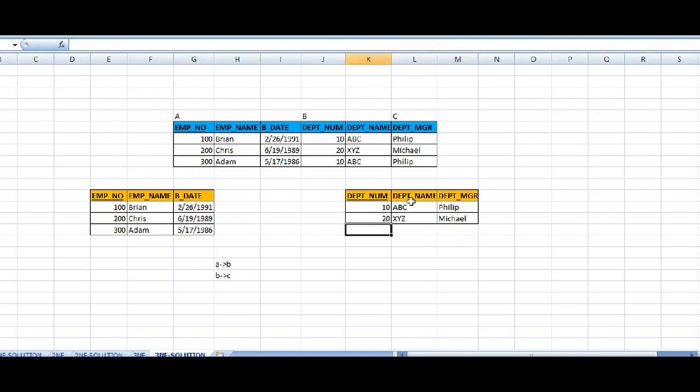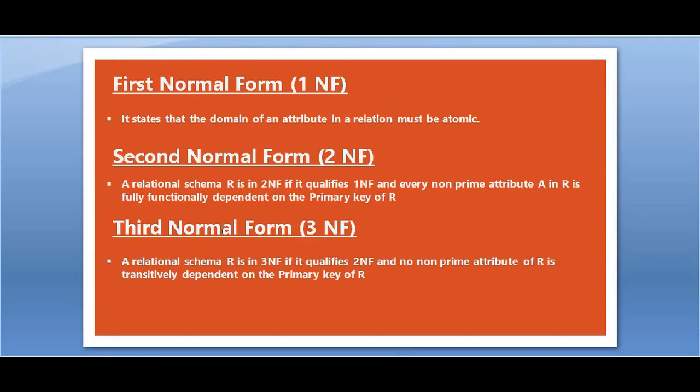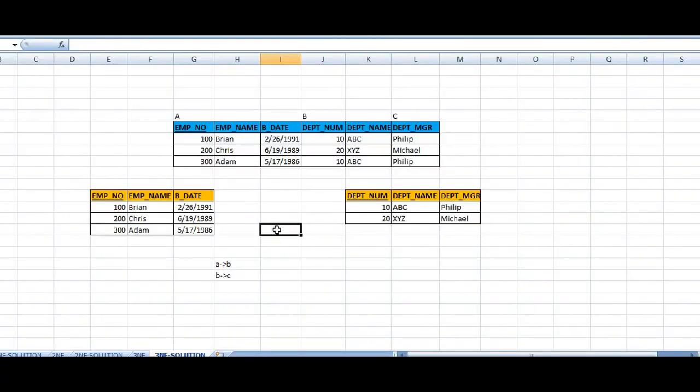So now go back to the definition. The definition says a relational schema R is in 3NF if it qualifies 2NF and no non-prime attribute of R is transitively dependent on the primary key of R. I think you are getting it right now, because this was the transitive dependency. We have eliminated this, and this is completely 2NF compliant because every non-prime attribute is dependent on their respective primary key, and also it is compliant with 1NF because no attribute's domain contains non-atomic values.